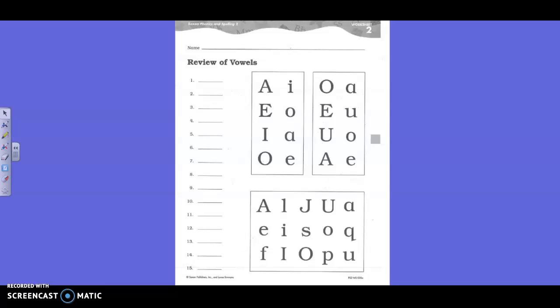Number 5. F. Just write it down on number 5. Don't say it out loud. Okay, number 6. Number 7. U. Number 8. Number 9. It. And number 10. Off.